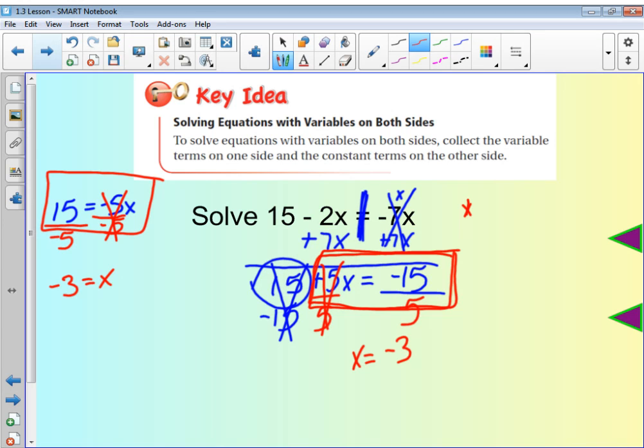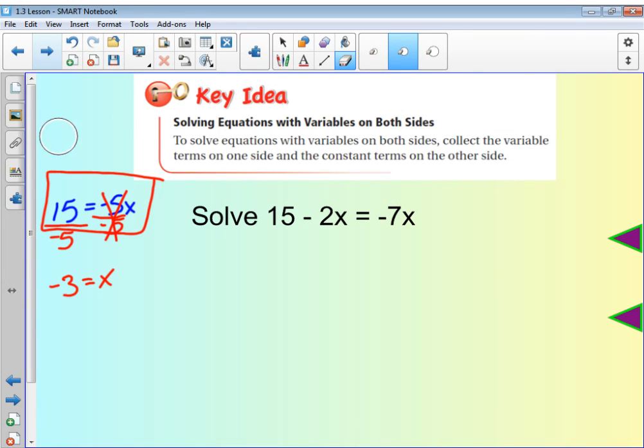This format that I did, because I didn't choose to get the X's by themselves in the first step, I had to do one additional step. But if you prefer to have the X's on the left-hand side of the equal sign, then you may have to do that extra step.